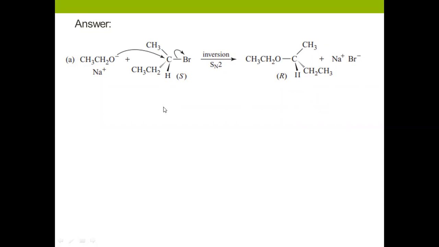Alternatively, you can also redraw this so that you place the hydrogen at the back. Where do you place the hydrogen at the back? You will have to imagine that you are facing from behind this plane, behind this laptop, behind your phone. That's how you will have to imagine. And then when you look from the back, it is triangular, with CH3, CH2CH3, and Br.